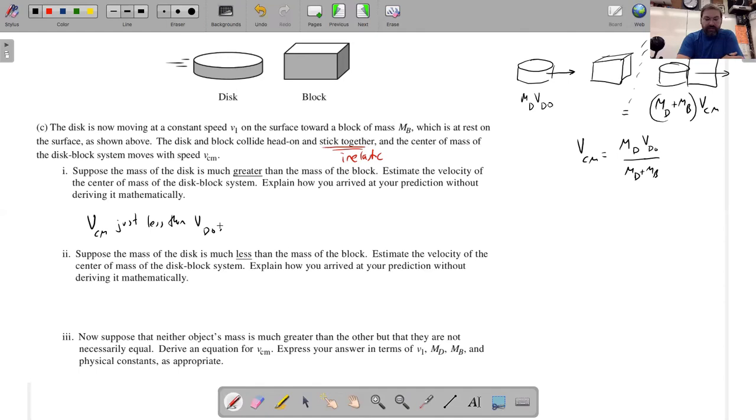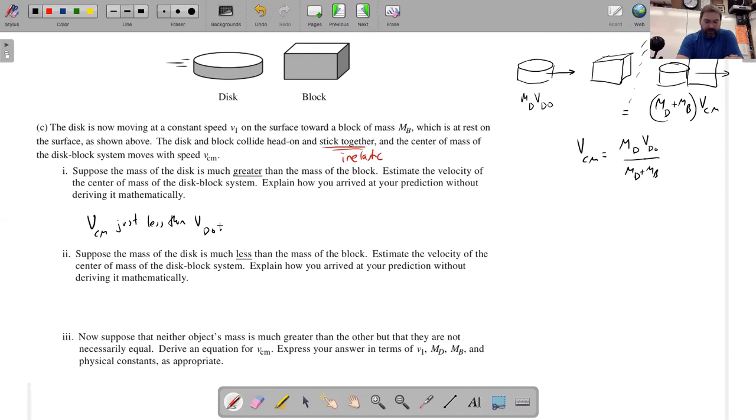What you'd want to say is that because of the law of conservation of momentum, the momentum before the collision and the momentum after the collision are exactly equal. If the mass of the disk is very large as compared to the mass of the block, the mass of the system does not increase appreciably, and therefore the velocity of the system does not decrease appreciably, but it would decrease by some amount.